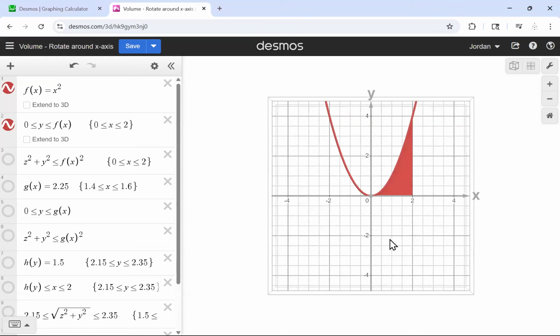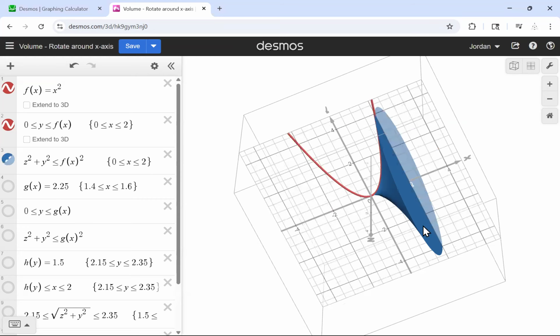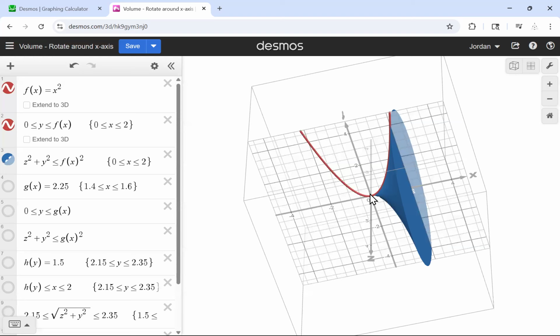So again, just to visualize, we have a two-dimensional area. Let's say the area under y equals x squared from x equals 0 to x equals 2. And let's say we're trying to revolve that around the x-axis. Well, if we revolve that around the x-axis, then we create this three-dimensional object here, and we want to find the volume.